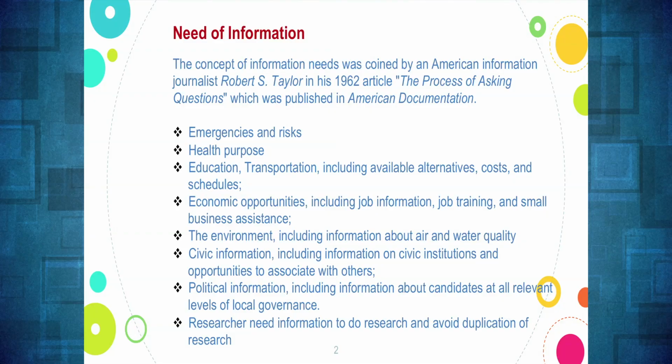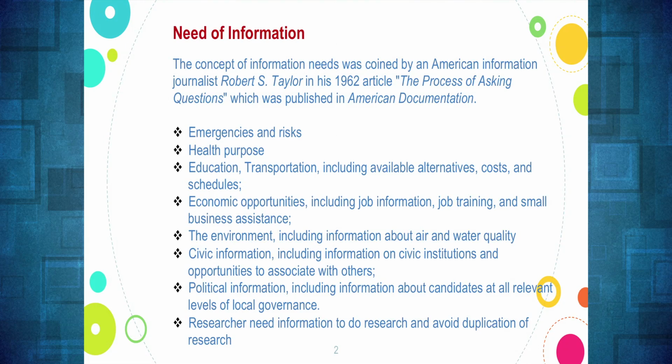In addition, environmental information, including information about air and water quality, because nowadays environmental pollution is a major problem. Sometimes we have to cycle outdoors, so we need to know in which air quality it is healthy to cycle outside. That kind of information we also need in day to day life. Besides that, civic information, including information on civic institutions and opportunities to associate with others. Sometimes we also need political information, including information about the candidates at all relevant levels of local governance.